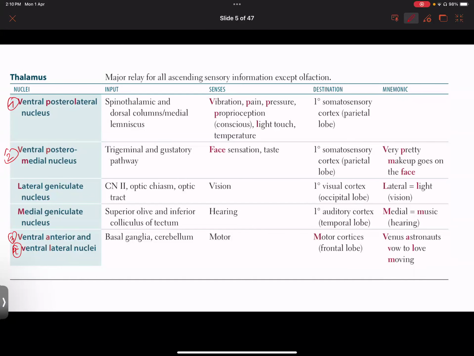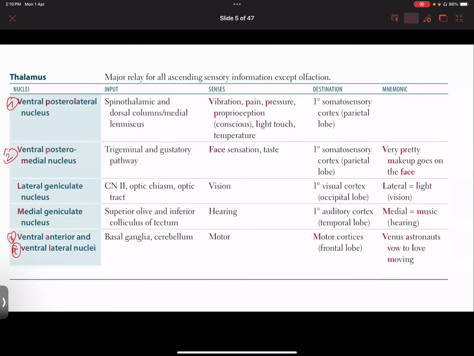Tamam. The most important thing about this is to know that all of the ascending sensory information goes into this part of the thalamus, except for olfaction, because we know the olfactory bulb and olfaction are just close to the brain. So it's so close to the brain, it just sends its information directly into the brain without caring about anyone else. But all the other ascending sensory information has to relay in the thalamus. Tamam? Now let's go one by one over them.